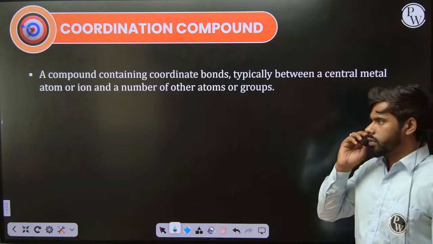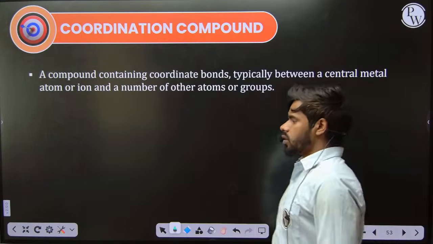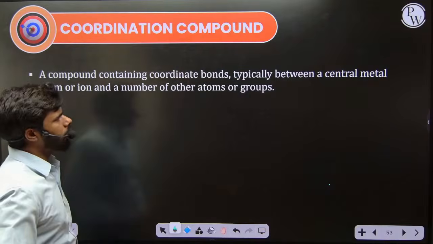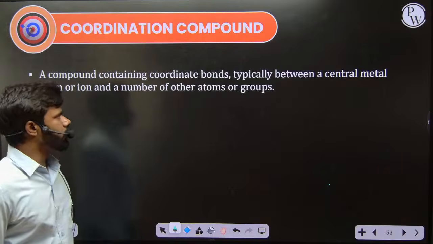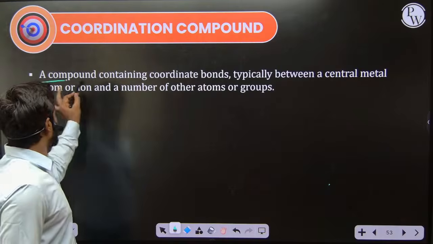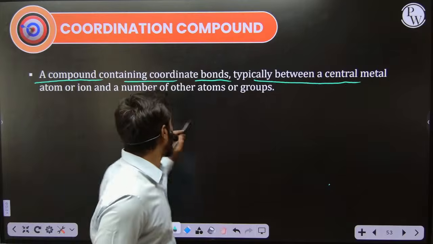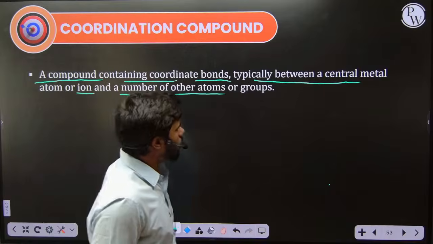Okay, so coordination compounds are also a characteristic property of d block elements. Mainly d block elements form coordination complexes. Basically it is a compound containing a coordinate bond, typically between the central metal atom or ion and a number of other atoms or groups.